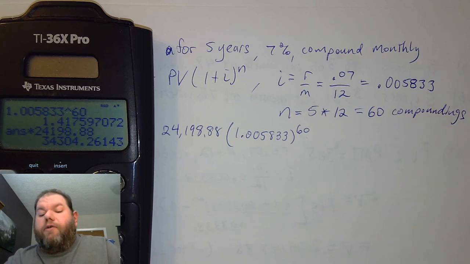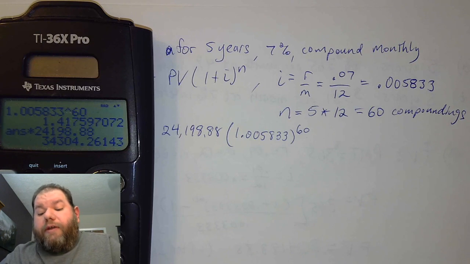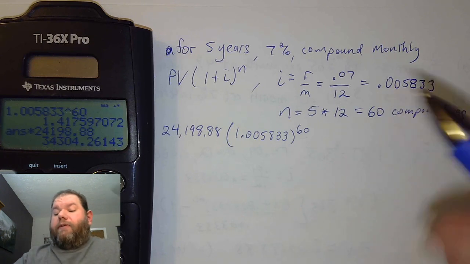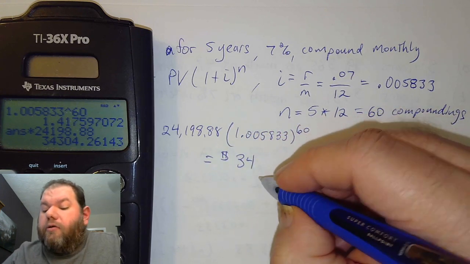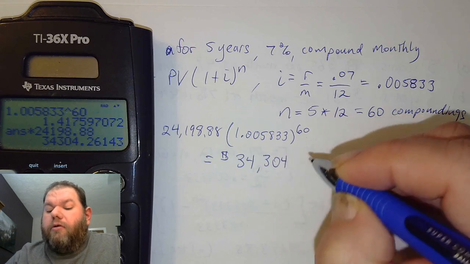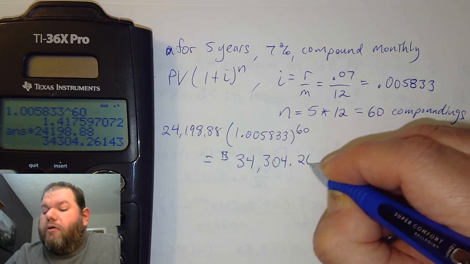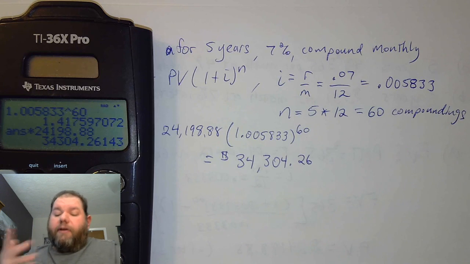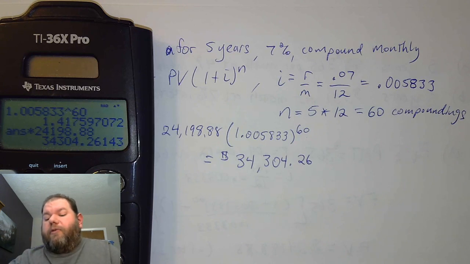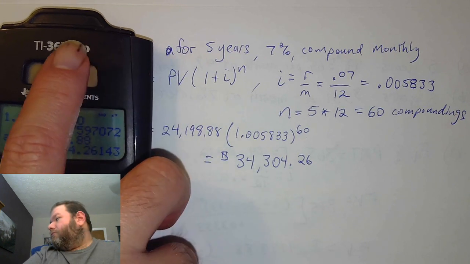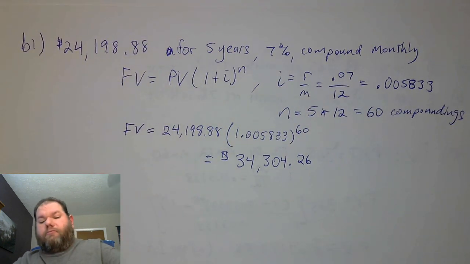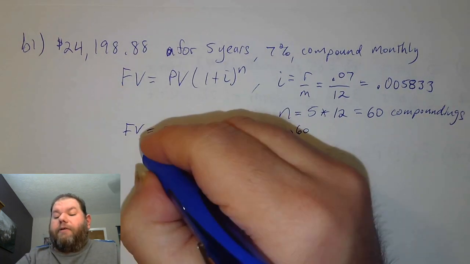So after another 5 years, our $24,200 will grow to $34,304.26. Which is pretty significant, but it is a 7% interest, so it's understandable that it grew quite a bit in that time period. All right, so I guess we can call that future value number 1.